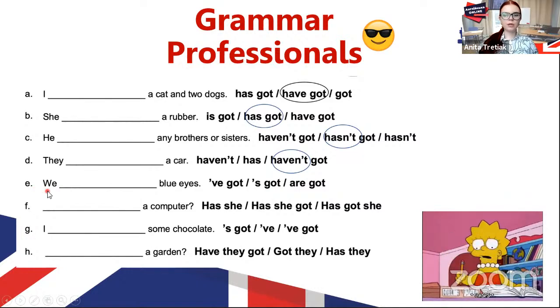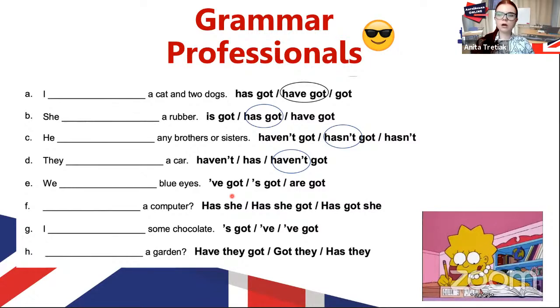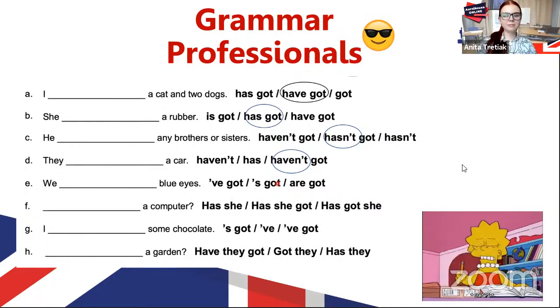Then E, we, blue eyes. And there we have some short forms. This form is for have got, this one is for has got, and this one is for are got. So choose, write E, and choose the correct option for this. We, blue eyes. Have got, has got, or are got. Oh, I can see that somebody has completed everything. Wow, cool. Then let's see the correct answer. And we've got, of course, Mark, your answers are correct, as I can see. Good job.